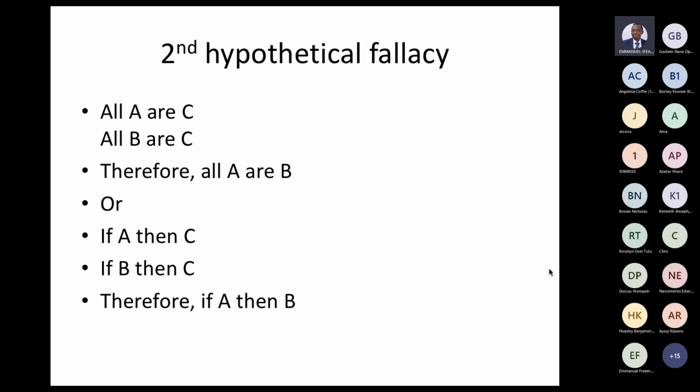Now let's go back to the symbols. The fact that all A's are C, and the fact that all B are C does not necessarily tell you the relationship between A and B. It doesn't necessarily tell you anything about the relationship between A and B. If A belongs to a house called C and B also belongs to a house called C, it doesn't automatically tell you that A and B are the same, or, for that matter, even tell you any other thing about A and B.